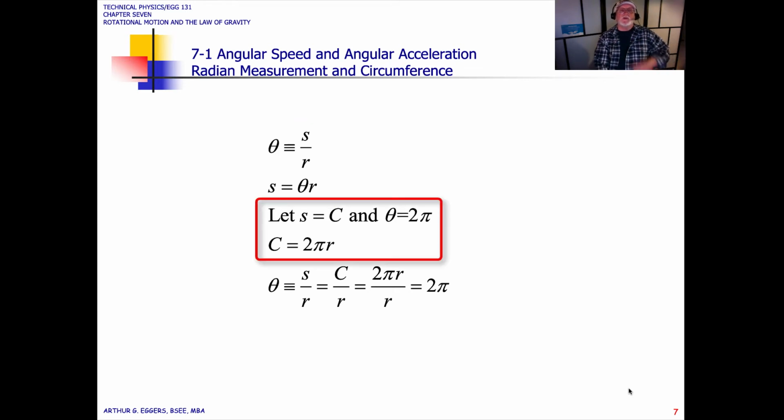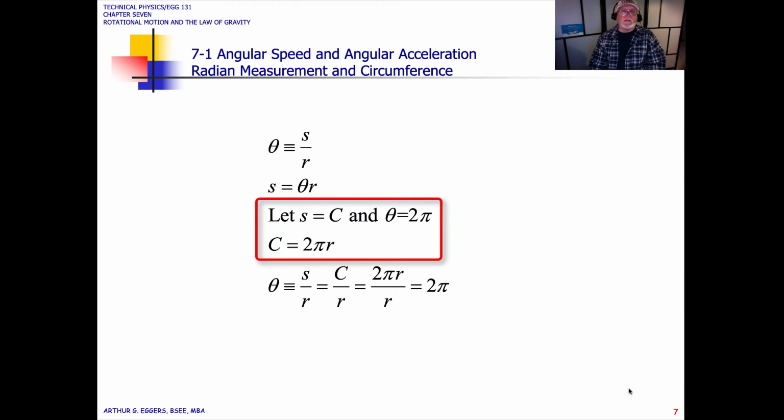Now, if we substitute one complete revolution, or the circumference, for that S, we now get theta equal to 2 pi. 360 degrees around the circle is 2 pi. So now we have an expression that allows us to calculate the length around that circle, the circumference, as 2 pi times the radius.